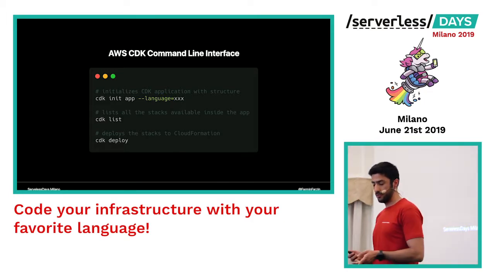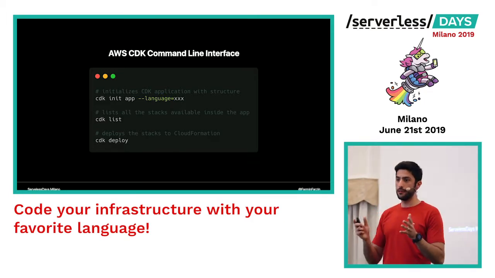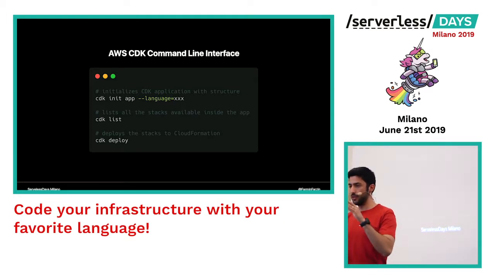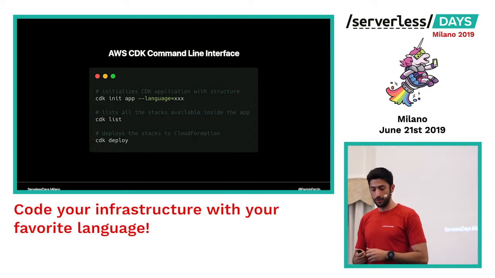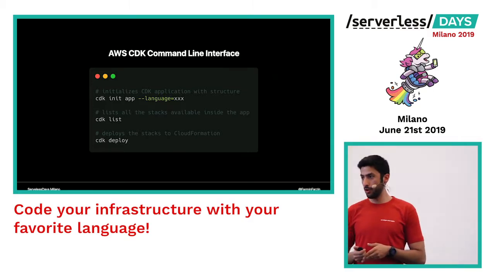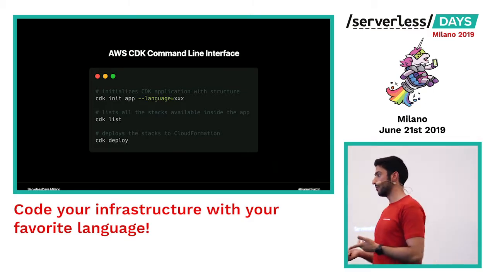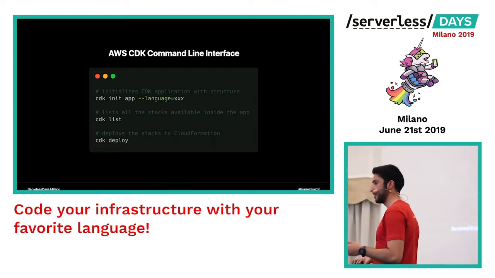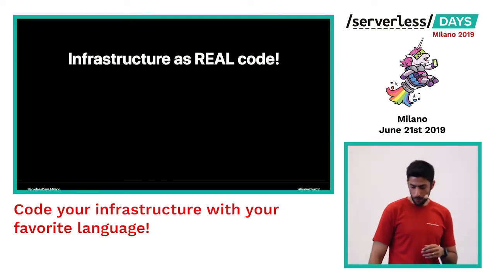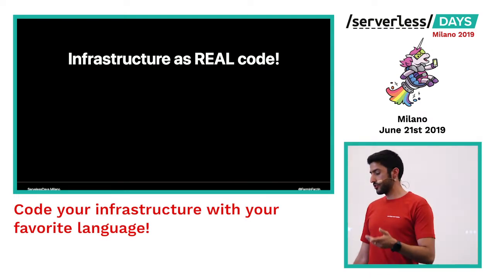CDK has a command line interface, so you can initialize the app. It gives us the infrastructure, like folders, the files, and other stuff, the structure for programming. And then it has the command line for listing the stacks and deploy, which you can run locally on your PC, or if you have a pipeline, you can run it with CodeBuild. So you can deploy it there with a pipeline. So, infrastructure as real code.